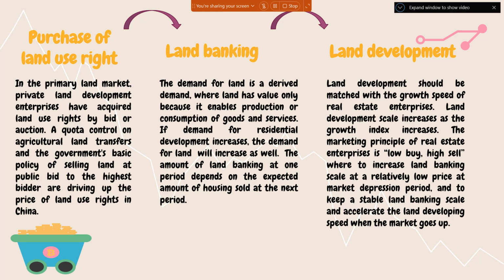For the system of land banking inventory, first, purchase of land use right. In the primary land market, private land development enterprises acquire land use rights by bid, acquire control through agricultural land transfer, and the government's basic policy of selling land at public bid to the highest bidder is driving up the price of land use rights in China. And then we have land banking. The demand for land is a derived demand, where land has value only because it enables production or consumption of goods and services.